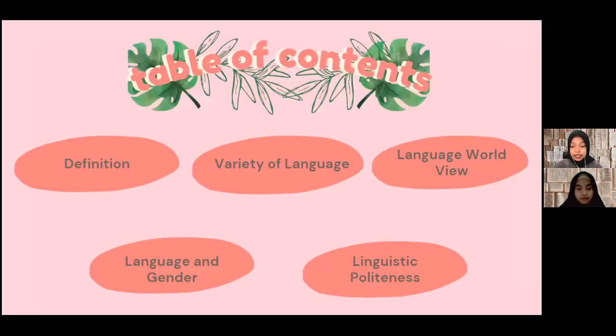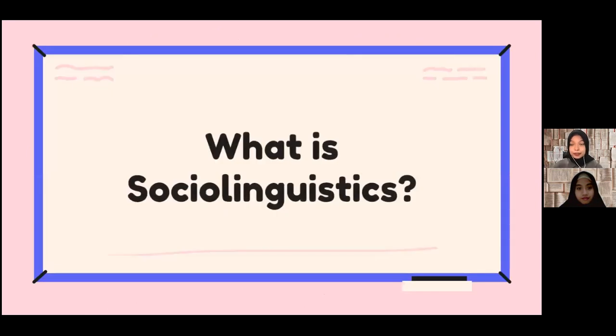First of all, let's have a brief review that several weeks ago we have learned about the microlinguistics, and they are phonetics, phonology, syntax, morphology, semantics, and pragmatics. Now let's move into the macrofield of linguistics. Sociolinguistics is a vast subject, and we have divided the material into 5 chapters. They are definitions, variety of language, language worldview, language and gender, and the last is linguistic politeness. Let's start the presentations by Meiza and Maulida.